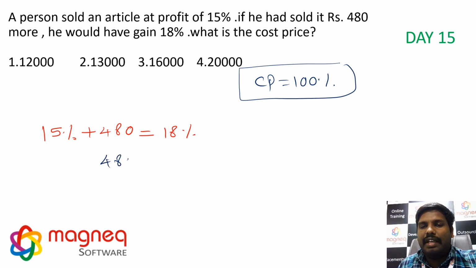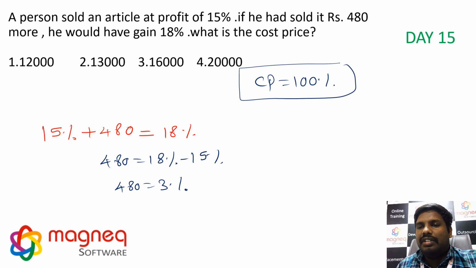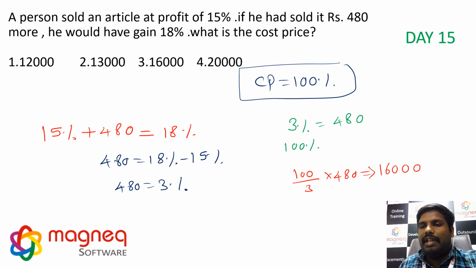So 480 equals 18 percentage minus 15 percentage. 480 rupees equals 3 percentage. But what is the question? We have to find out CP, means 100 percentage. 3 percentage equals 480. Then what about 100 percentage? By cross multiplication, 100 by 3 into 480. 480 by 3, how many times? 160. So with two zeros, 16,000.